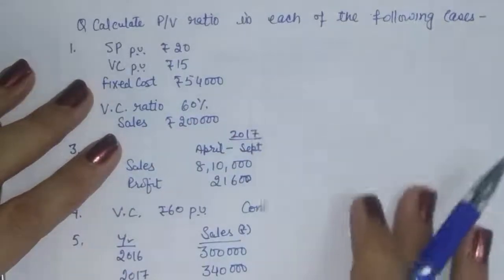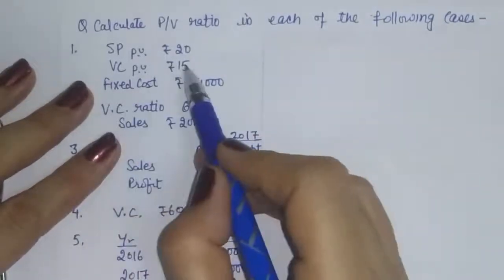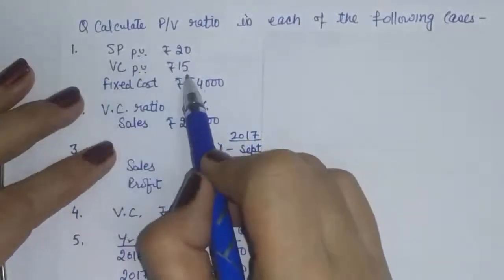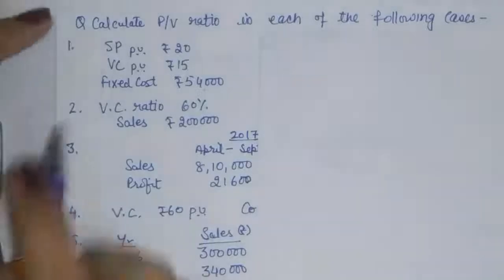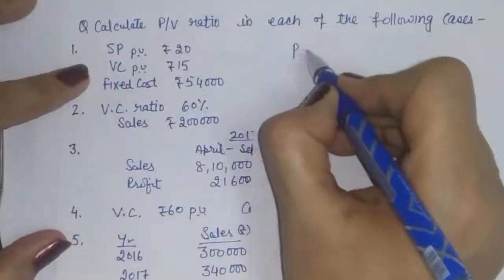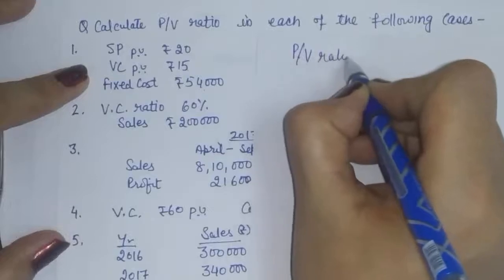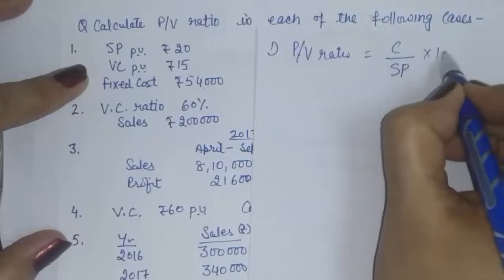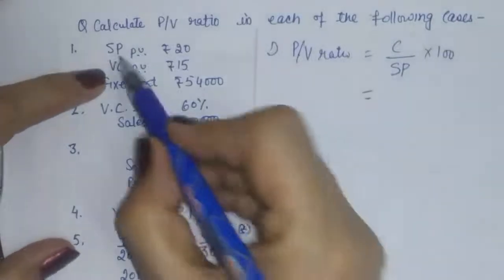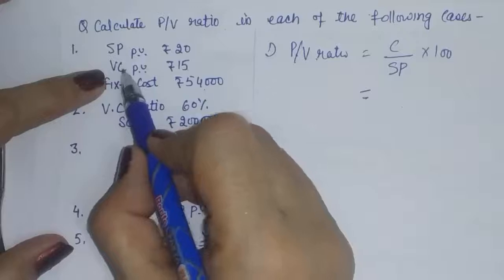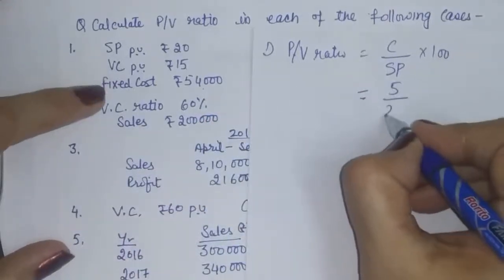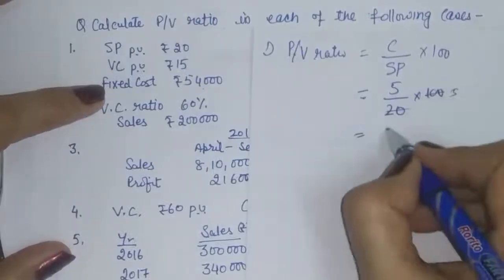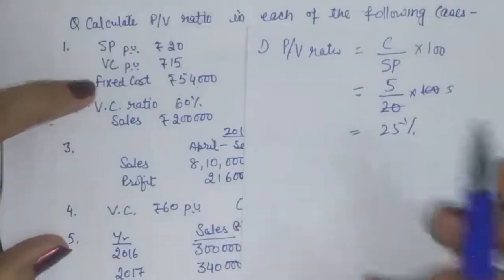Number 1: selling price is 20 rupees per unit, fixed cost is 54,000, variable cost is 15. So what will be the PV ratio? Now per unit information is given, so PV ratio will be contribution upon selling price into 100. Now what is contribution? Contribution is selling price minus variable cost, so it is 5 rupees. Selling price is 20. So your ratio is 25%. So you can easily calculate it.